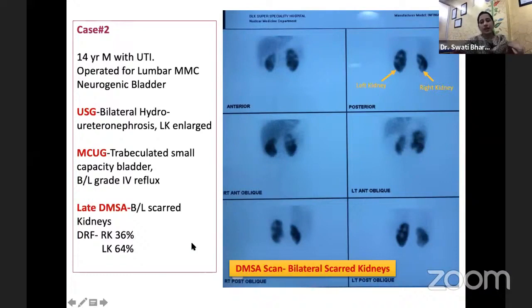So this patient had bilateral scarred kidneys. He was counseled for aggressive management of neurogenic bladder with clean intermittent catheterization, and he's obviously at risk for progression to chronic kidney disease. Another thing which we can get from the DMSA scan is differential renal function. His differential renal function was 36% for the right kidney and 64% for the left kidney.